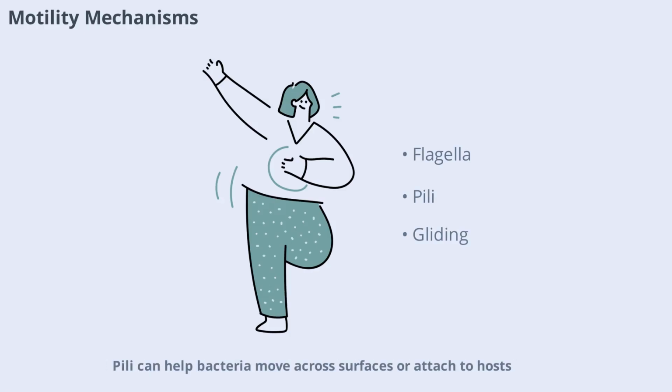Pili can help bacteria move across surfaces or attach to hosts. Motility is essential for finding nutrients, escaping harmful environments, and colonizing new areas. It's a key aspect of bacterial physiology and behavior.